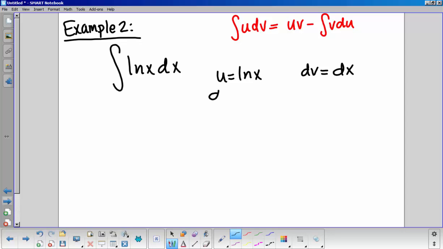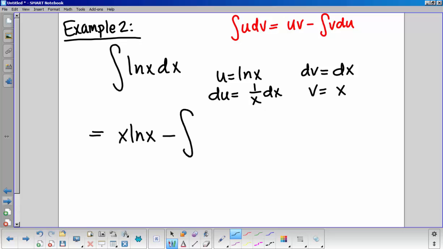And now let's differentiate u, and we get 1 over x dx, good. And then v is x, very nice. And now we just plug it into our formula, which is uv, which is, good, x ln x minus the integral of 1 over x times x dx.